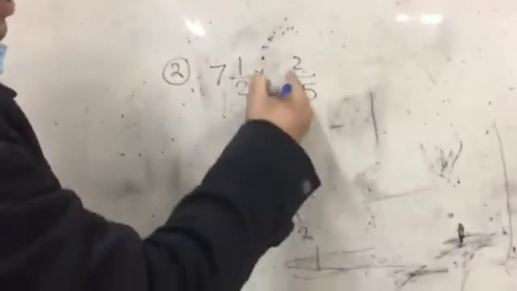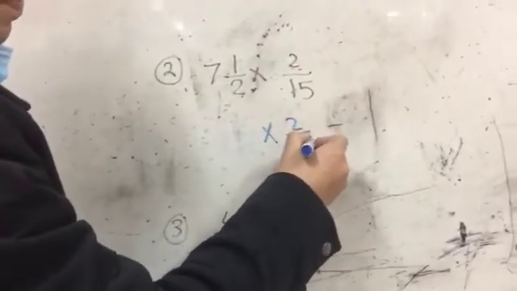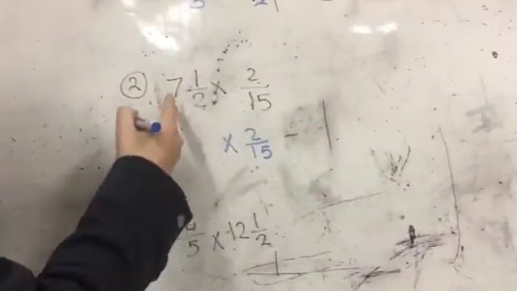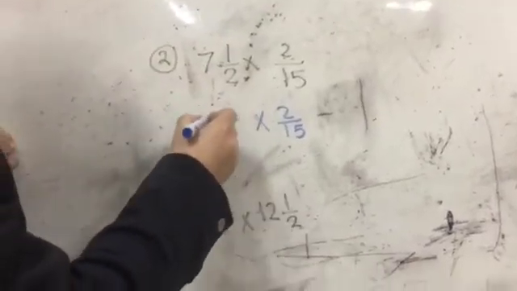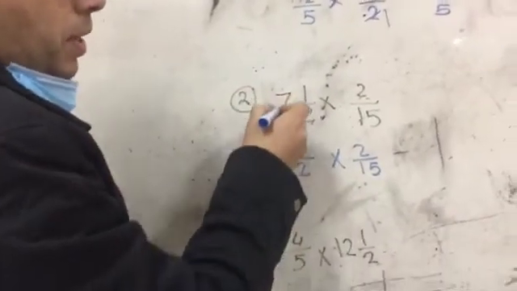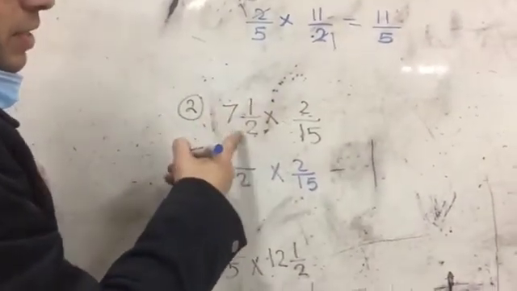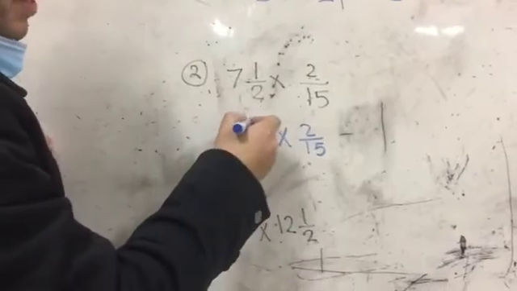The second one. Here's a fraction. Keep it the same. Here's a mixed number. As we did before, you have to convert it to a fraction. Write the same denominator. Multiply 7 by 2, 14, and then add 1. 7 times 2 is 14, plus 1 is 15.